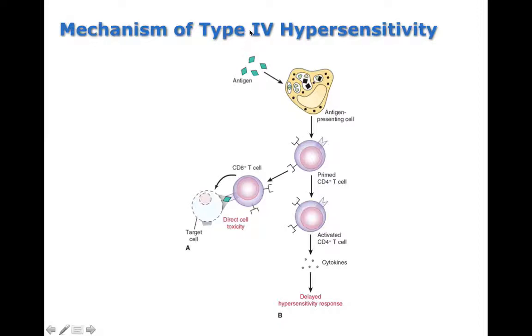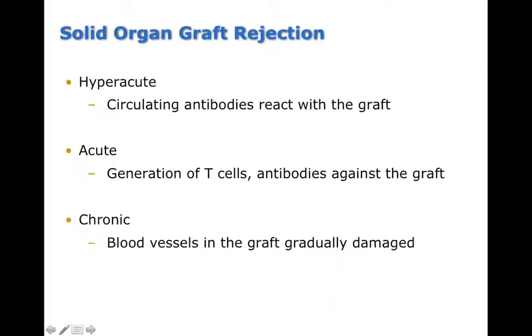So remember, type 4 hypersensitivity, just think about how these macrophages are presenting antigens to hypersensitive T helper cells, and that's leading to an excessive kind of T cell mediated response here with the type 4 hypersensitivity.